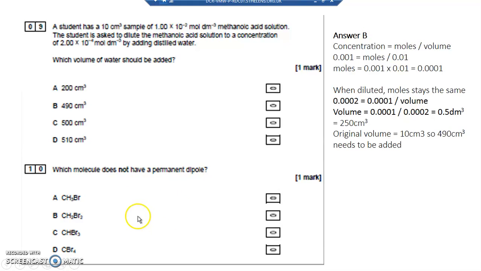That happens if it's perfectly symmetrical. So if in 4 positions, up, down, left and right, you have the same group. So the answer is D, because it's got CBr4. So it's got a polar bond to the top, to the bottom, to the left and the right, and it's perfectly symmetrical. And so all the delta plus and delta minuses cancel each other out. So you don't have a permanent dipole. It's not got a delta plus or a delta minus in one direction.